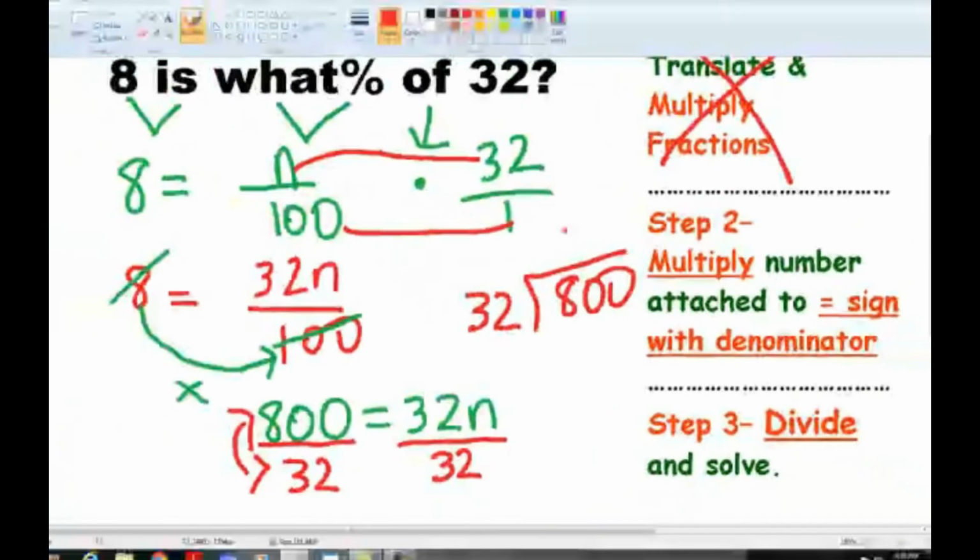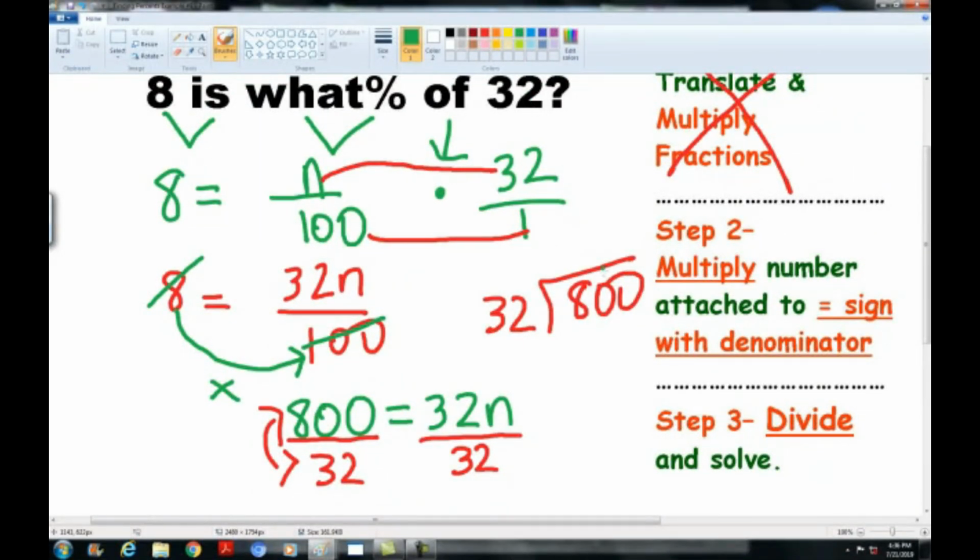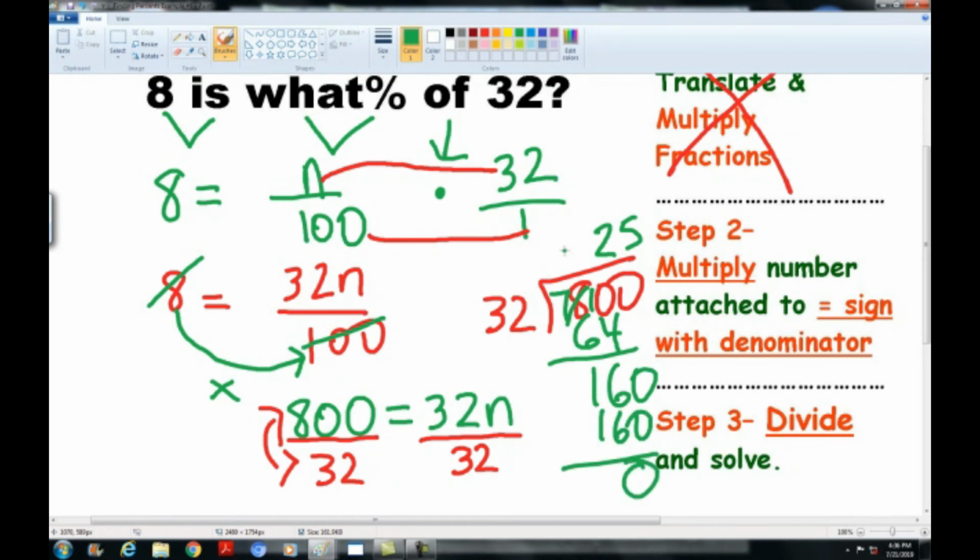And 32 goes into 800 two times, right? And that should be 64. And if you do your subtraction right, this should be 160. So 32 times something is 160, and if we do our math correctly, it is 5, and that's 160. And so n equals 25. So 8 is 25% of 32. That's our final answer. Great job.